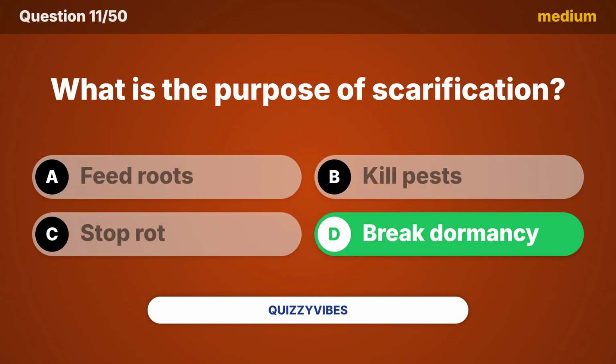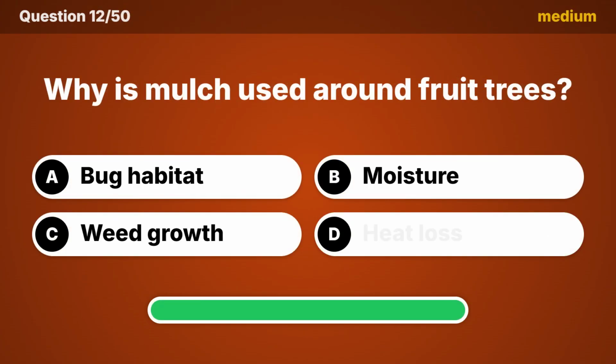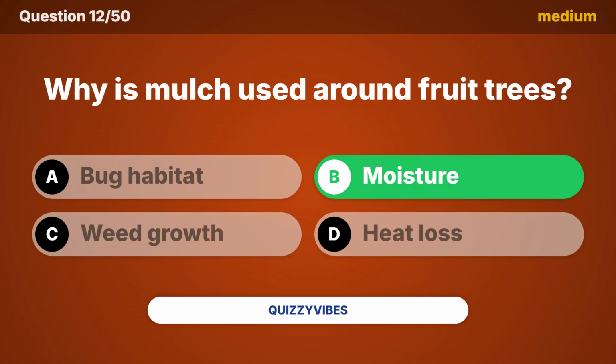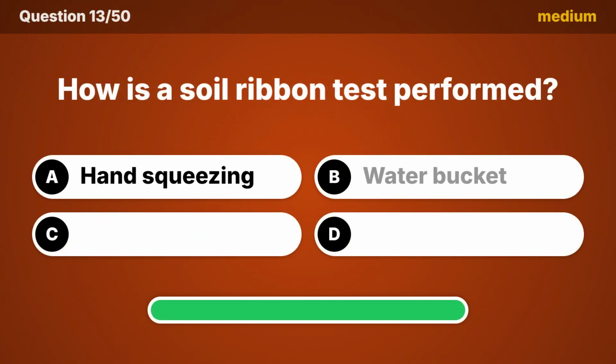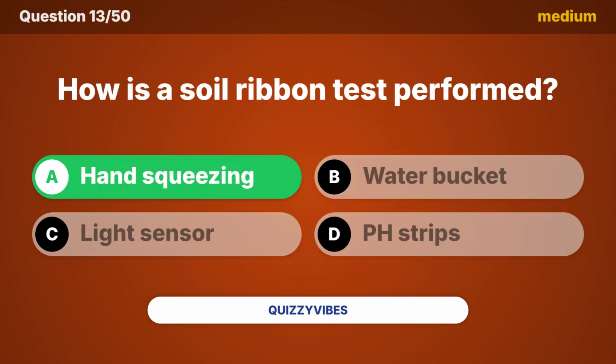Time's up, it's break dormancy. Why is mulch used around fruit trees? The answer is moisture. How is a soil ribbon test performed? The correct choice is hand squeezing.